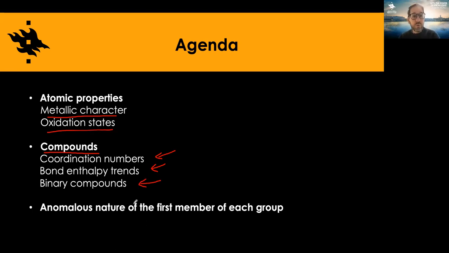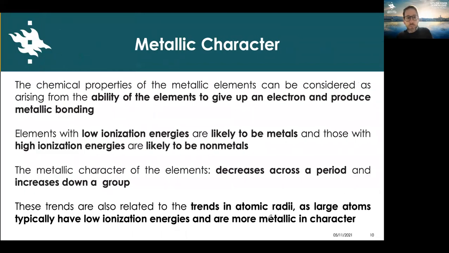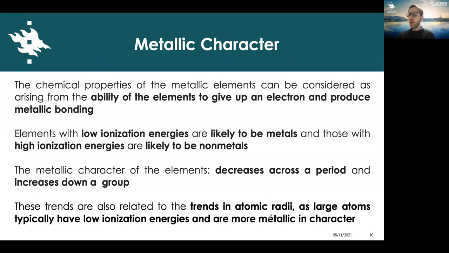And then we will finish this discussion of this first topic of our course, which is periodicity and atomic properties, by describing the anomalous nature of the first member of each group, as well as diagonal relationships, which are pretty important in the periodic table. Okay, so let's start by talking about metallic character.